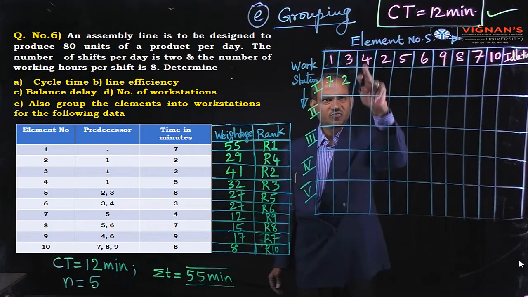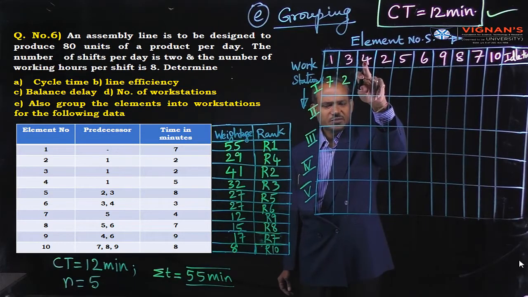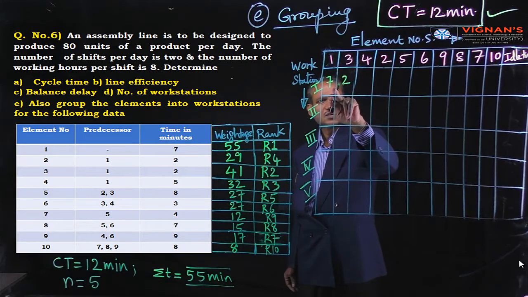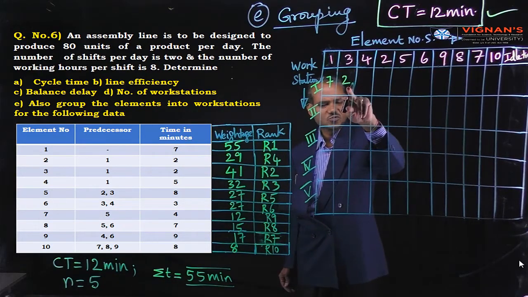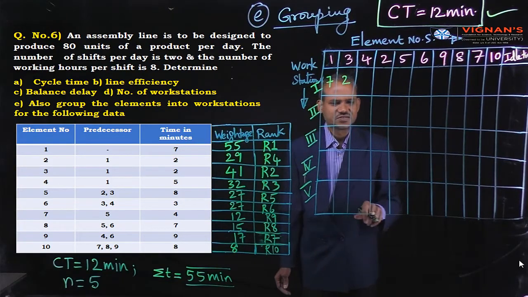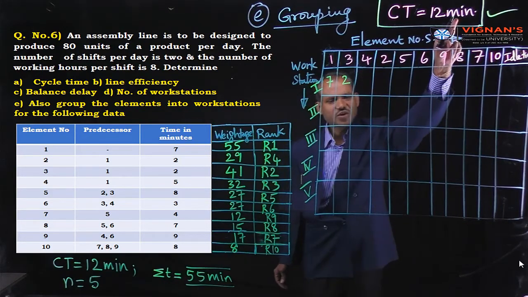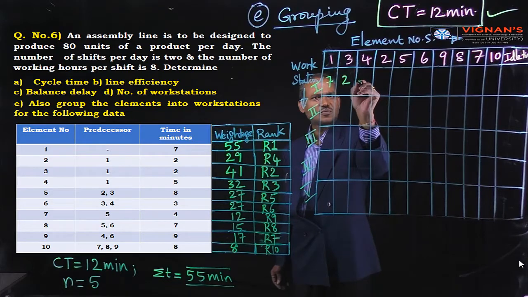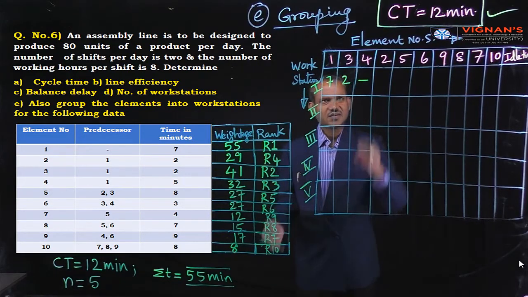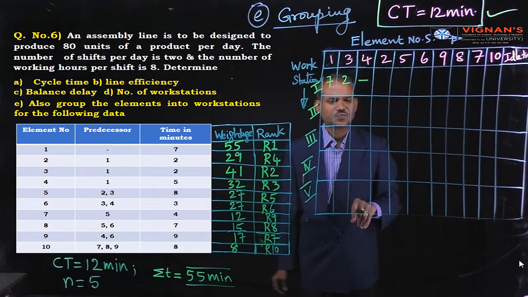Work element number 4. What is the work element number 4 timing? From this table, 5. Observe, now you can observe 7 plus 2, 9. 9 plus 5. How much? 9 plus 5, 14. This 14 value is more than 12. Therefore, simply put dash. Dash means we are not going to assign this element into the workstation number 1. That is the meaning.